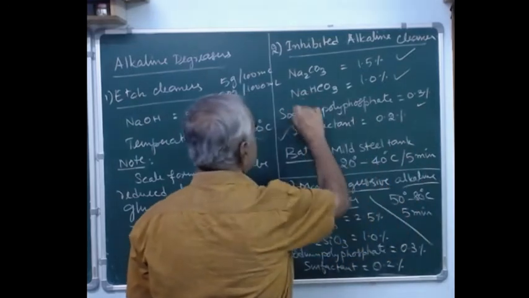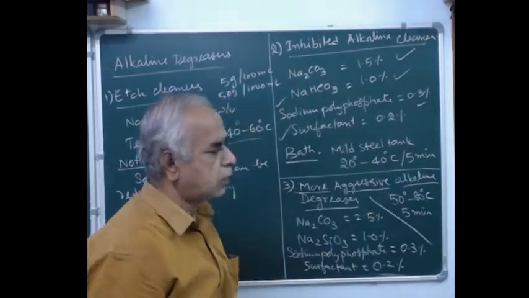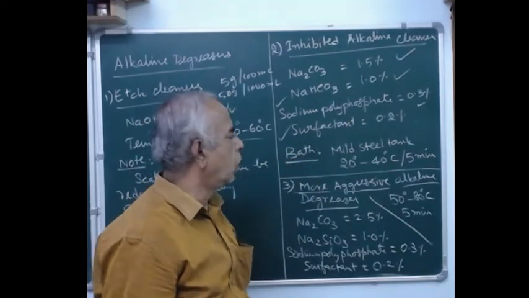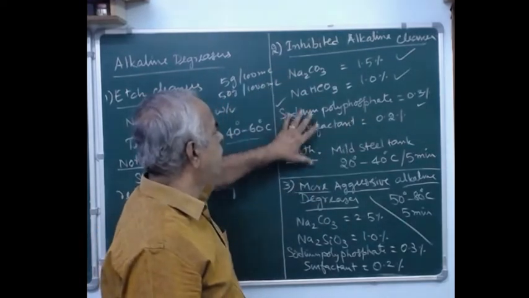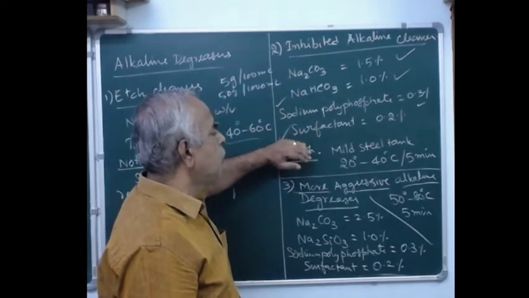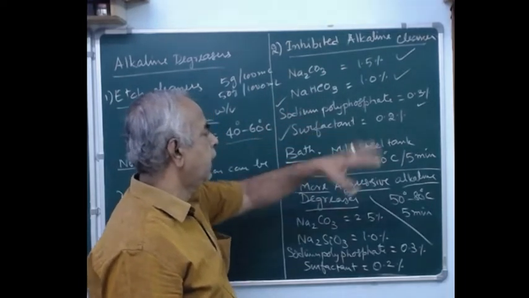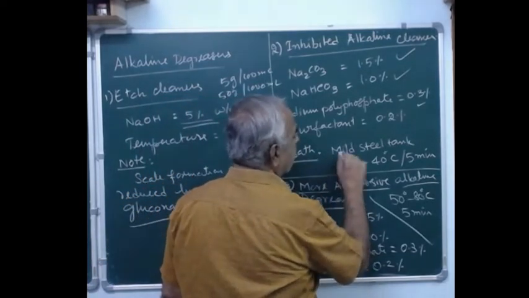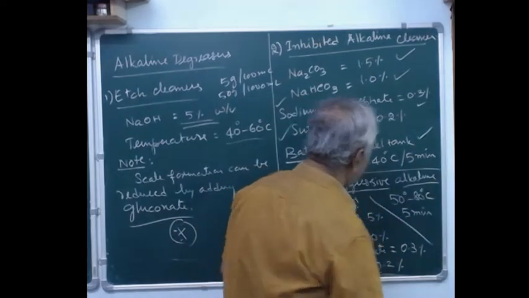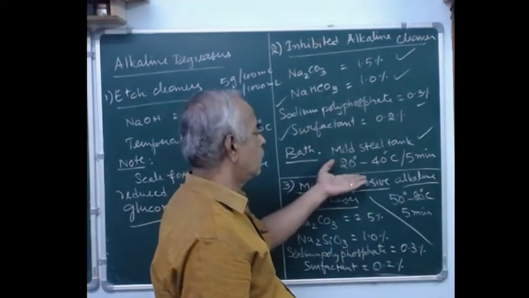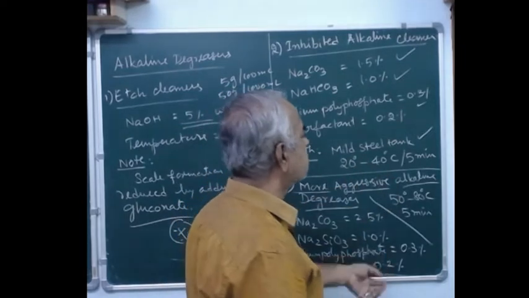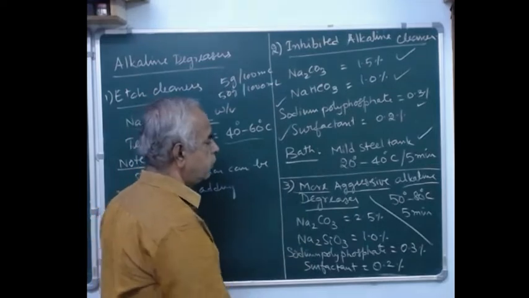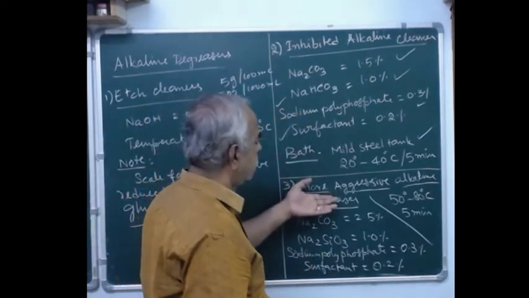Then you have the surfactant. It takes a very important role to emulsify the grease and the oil, and this surfactant preferably will be working in the alkaline condition, so you should go for alkaline wetting agents. Then the bath should be a mild steel tank. You can make use of a mild steel tank, and you can maintain it at low temperature, 20 to 40 degrees Celsius, and the duration is 5 minutes.